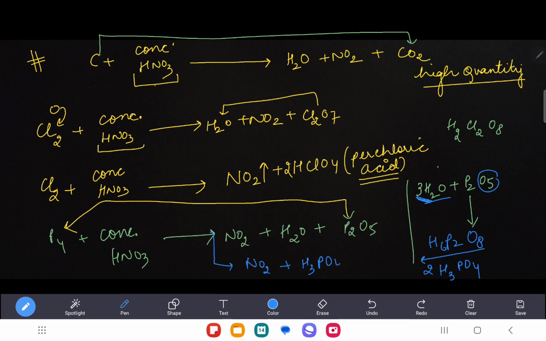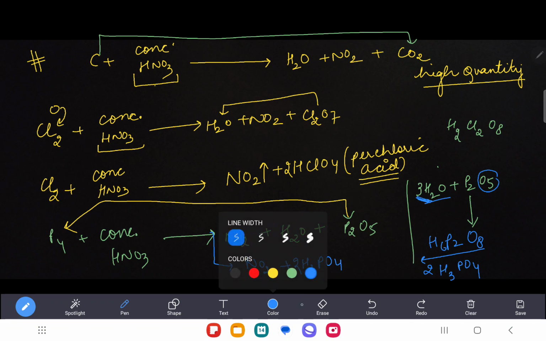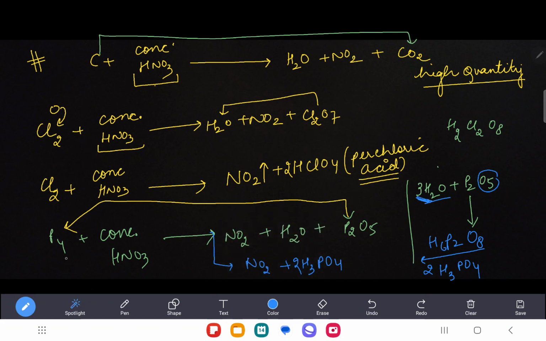So your books will say that the phosphorus is oxidized by concentrated HNO3 to phosphoric acid. You understand my point? Any doubts in this? Understood?